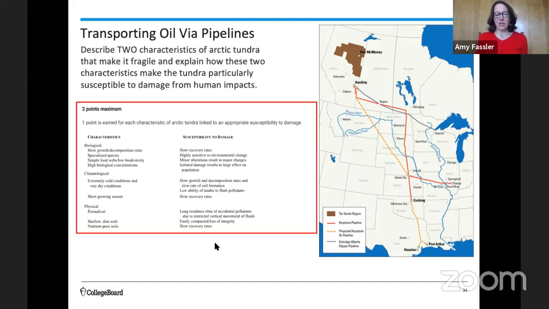As we look at the responses here, they've divided them up into biological, climate related, and physical. One of the big ideas is that all chemical reactions happen slower in cold, dry conditions. So just the nature of this tundra environment means that rates of decomposition and recovery are very slow. The ecosystem is fragile because it's going to take a long time to repair itself if there's any damage to it. It talks about the permafrost and that soil being very shallow and nutrient poor. And again, the long amount of time it would take for it to recover if there were oil that damaged the ecosystem.